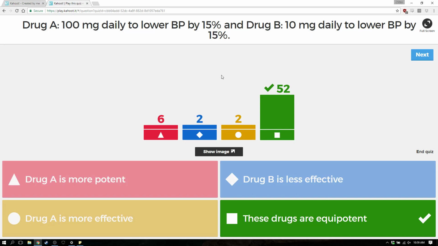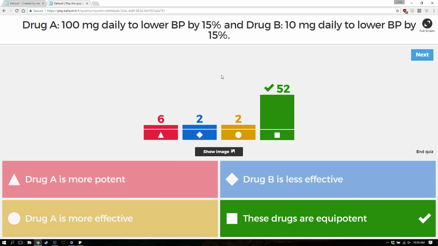So drug A is more potent. Is that true? Not true? We can't say that based on what we're seeing here. Drug A would not be more potent. Notice how the dose of drug A is higher, right? So it would be less potent in that case. You need more drug in order to get the same effect. Drug B is less effective.